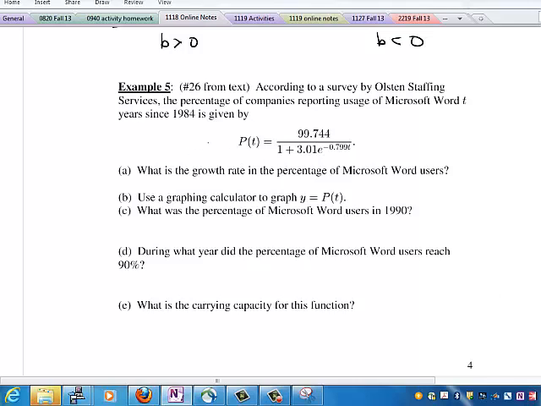So in this example, example 5 here, we've got a model for the percentage of companies reporting that they used Microsoft Word, where T is the number of years since 1984. Right? And so the growth rate is this value. So this is a large growth rate. We'd say the growth rate is 79.9% per year. Right? And then we want to graph this function.